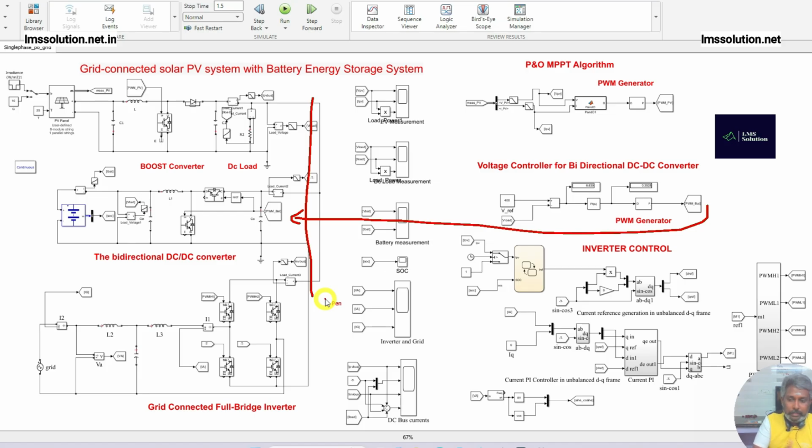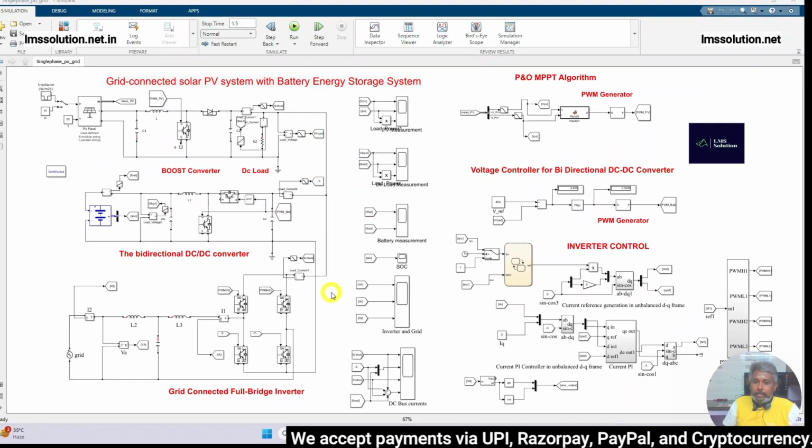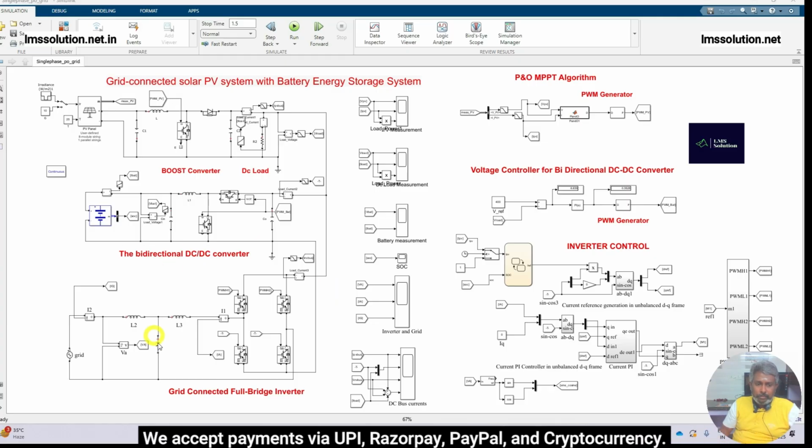Also, if there is excess power in the PV, then the battery will be charged. If there is no excess power, then it will be discharged according to the conditions we made inside the simulation.